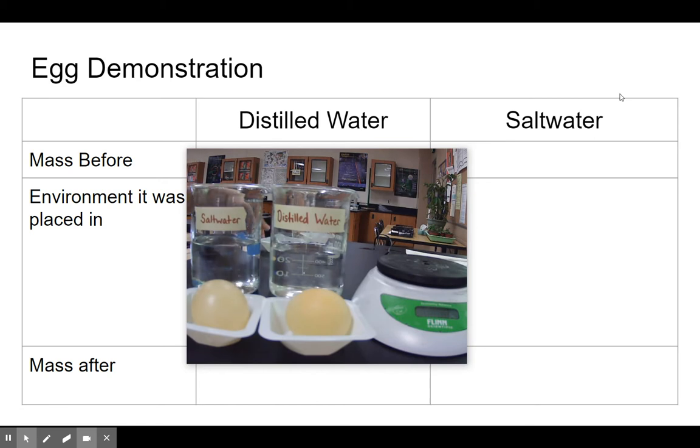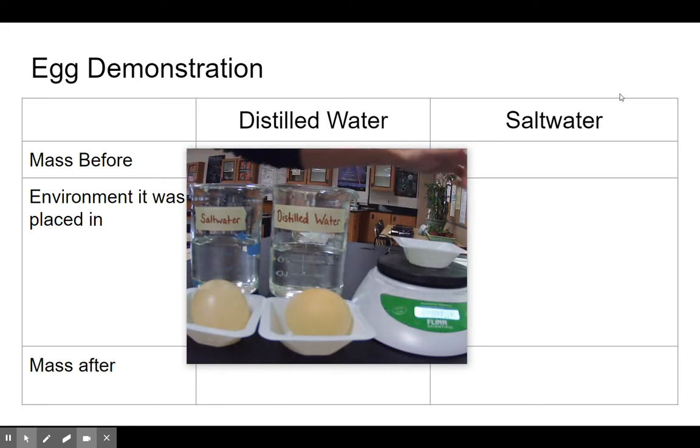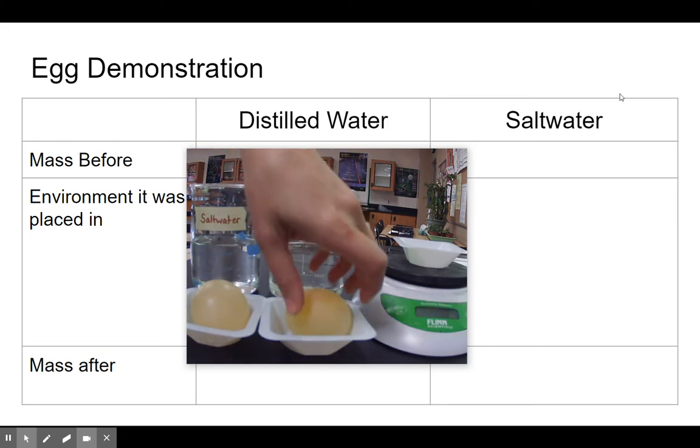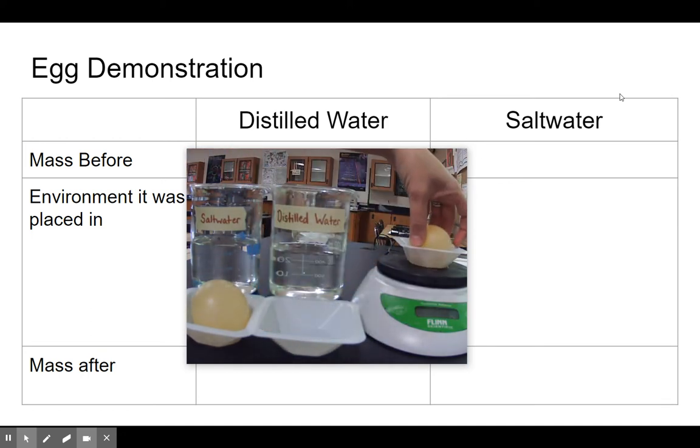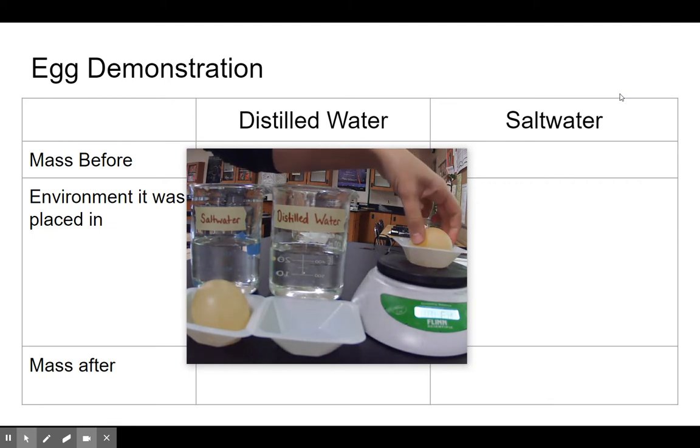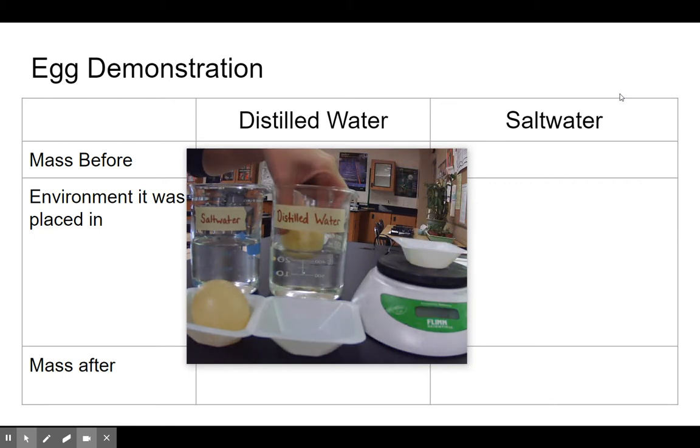Before we put each of these into the solution, we are going to put the egg on a balance and see what its mass is to begin with. So I'm going to zero that out. And we'll start with our egg that goes in distilled water. So this egg right now has a mass of 70.6. So in that box in your data table, write 70.6 grams for the before mass of the egg that we're putting in distilled water. So I'm just going to put that right into that beaker.